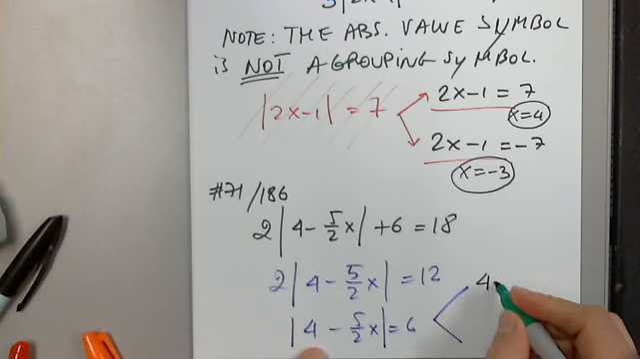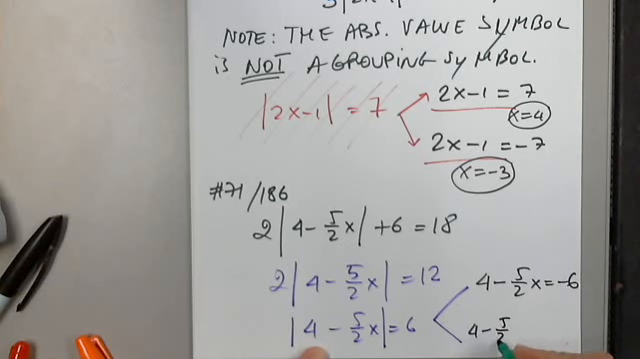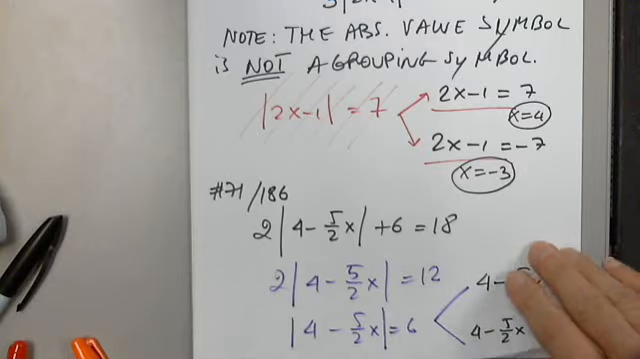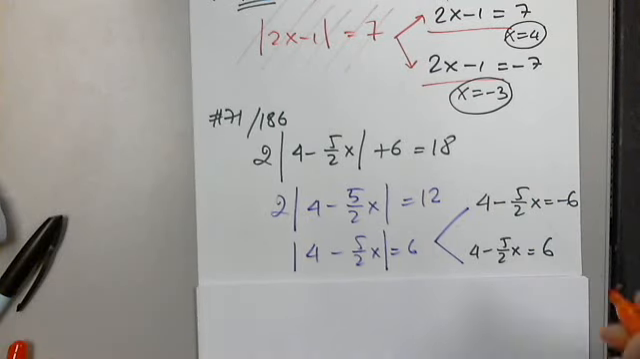4. Very good. Equals? Awesome. And 4 minus 5 halves x equals? Awesome. Perfect. That's all I needed. So then, how do I solve the first equation? How do I solve the second one?